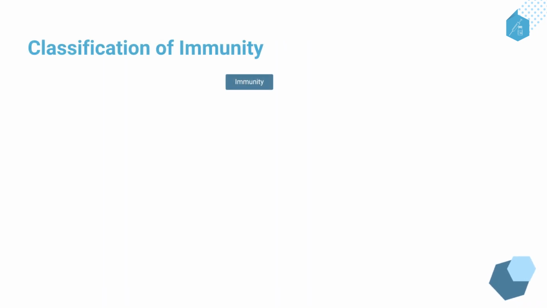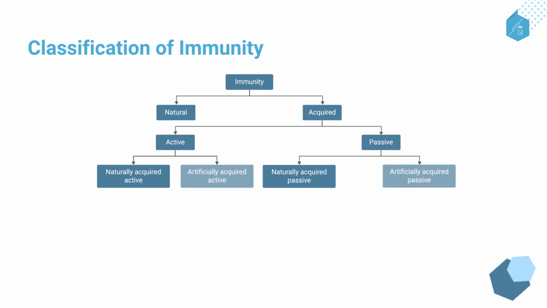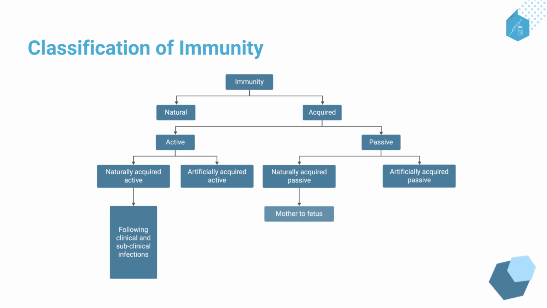Note that immunity can be classified into two types, namely natural and acquired. Acquired can be further divided into active and passive. Both active and passive can be categorized into naturally and artificially acquired immunity. An example of naturally acquired active immunity is immunity acquired following clinical infection, and naturally acquired passive immunity occurs during pregnancy, in which certain antibodies are passed from the maternal blood into the fetal bloodstream.